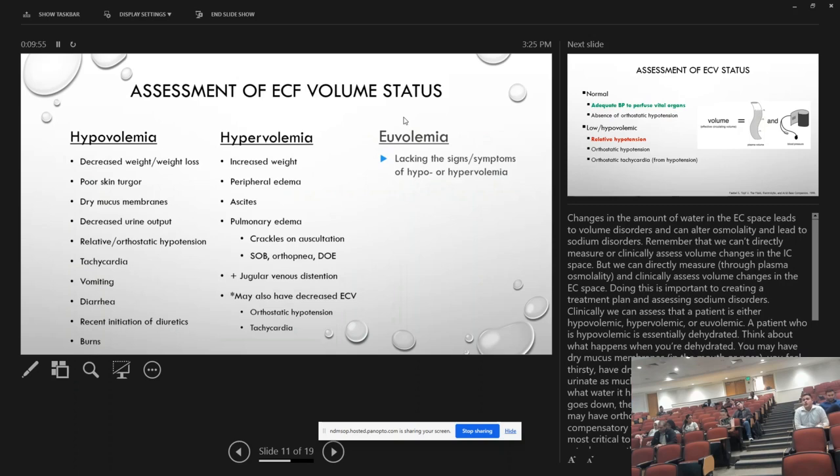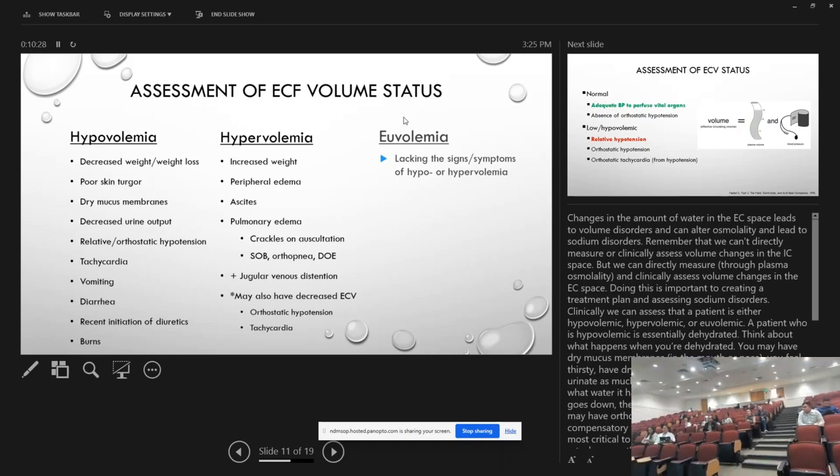So, think about it. When you're dehydrated, what happens? What are some of the symptoms when you're dehydrated? I'd say hypo. So when you're dehydrated, what kind of symptoms do you have? Thirsty, right? You definitely want to drink water. You may have dry mucous membranes, right? You may have decreased urine output over time if you're severely dehydrated. You can have orthostatic hypotension.